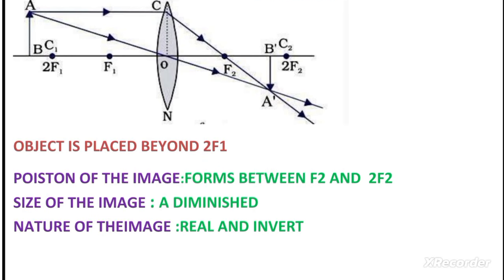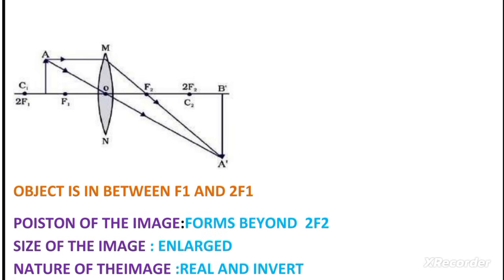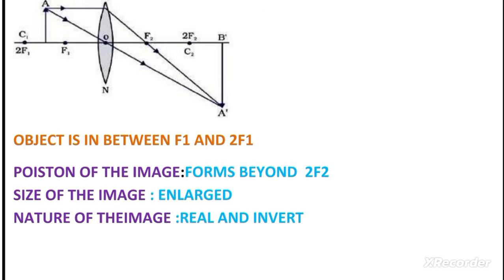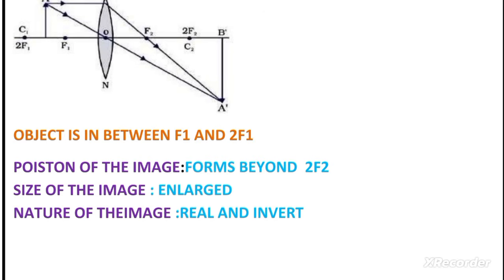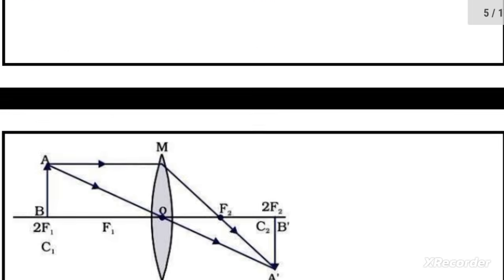Size of the image: diminished. Nature of the image: real and inverted. Next, the object is between F1 and 2F1. Object is kept between 2F1 and F1. Image is formed behind 2F2. Size of the image: enlarged. Nature of the image: real and inverted.